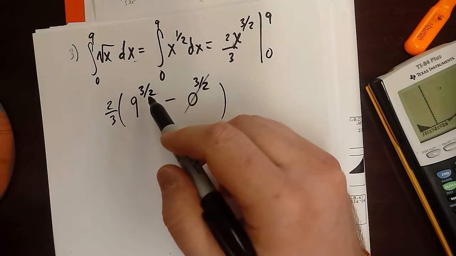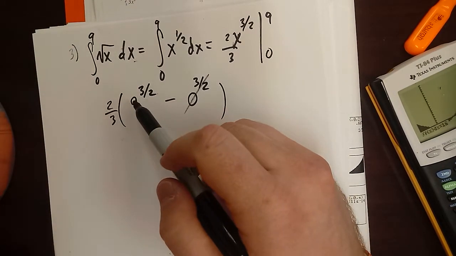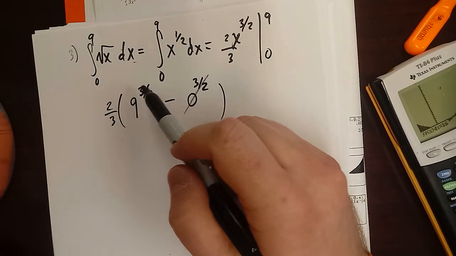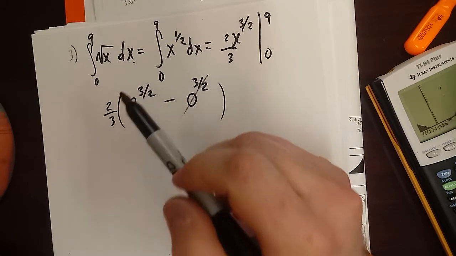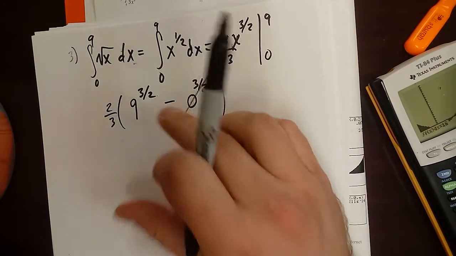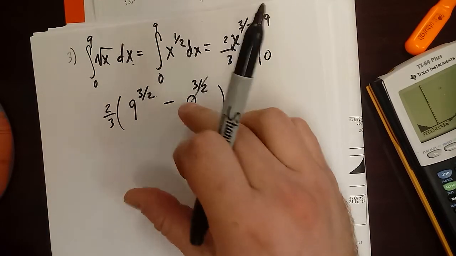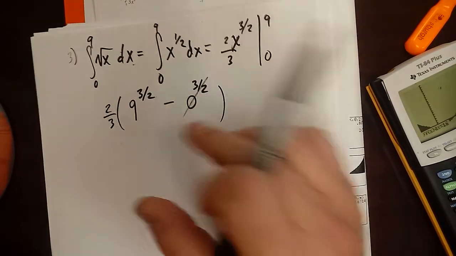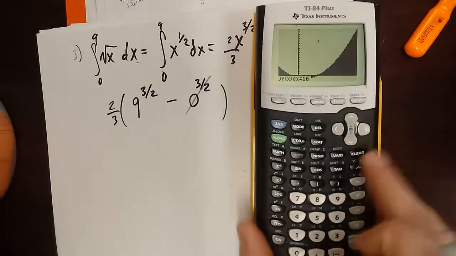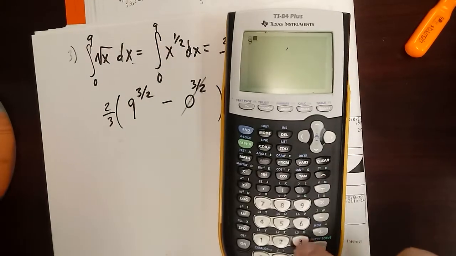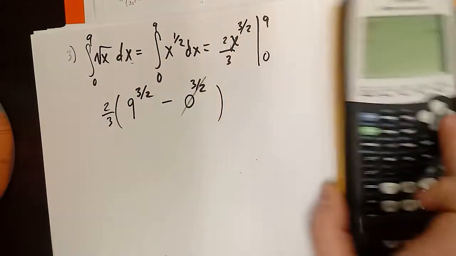But 9 to the 3/2. What's really happening here is this is saying take 9 and cube it, and then take the square root of your answer. Now, you may be comfortable cubing 729, or square rooting 729. I'm not, because 9 cubed is 729, I'm pretty sure. Memory serves correctly, cool.